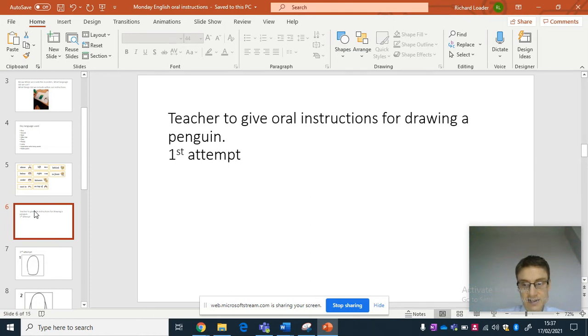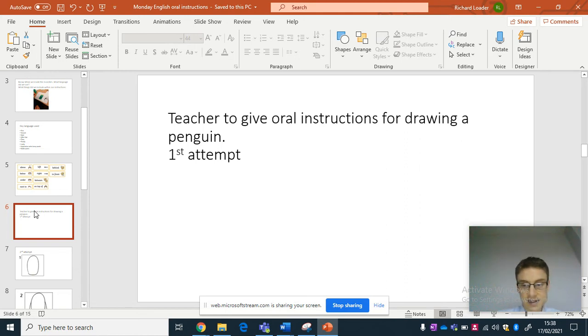The second instruction is to draw two wings, a wing on either side of the shape that you've just drawn, your oval shape. They need to be pointy, the wings, and they go lower down on that shape of the egg, where it curves towards the top, they go just underneath that.